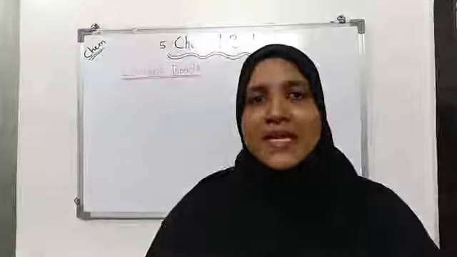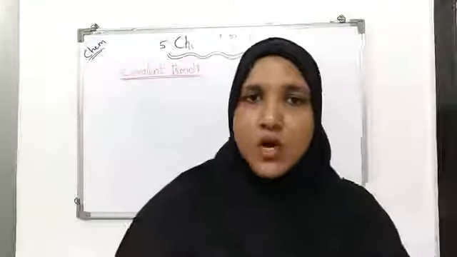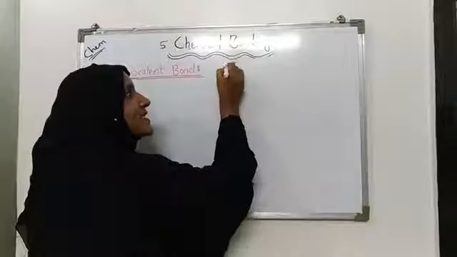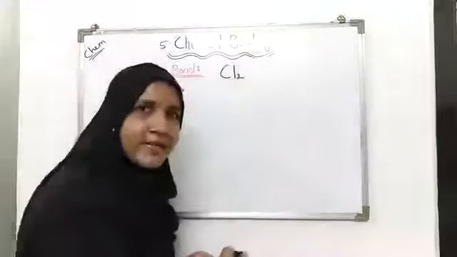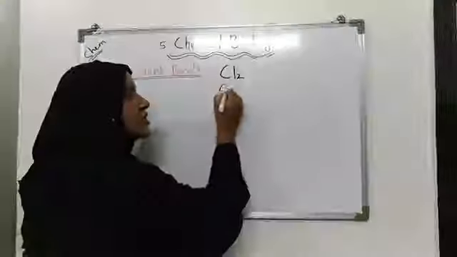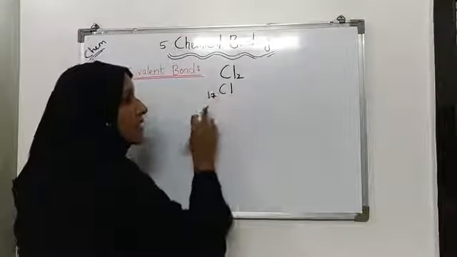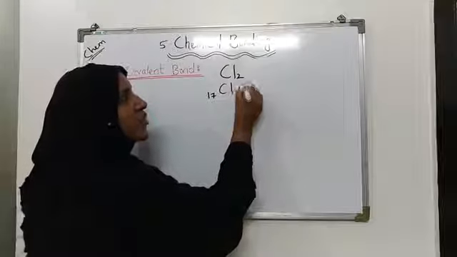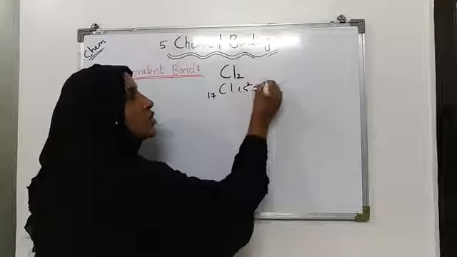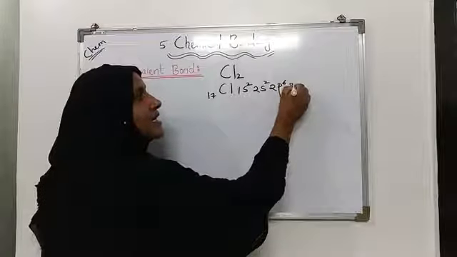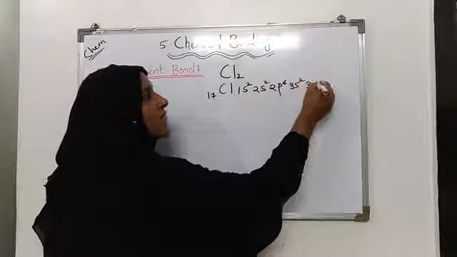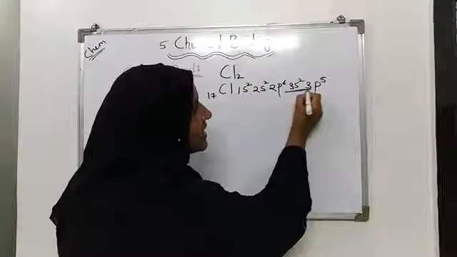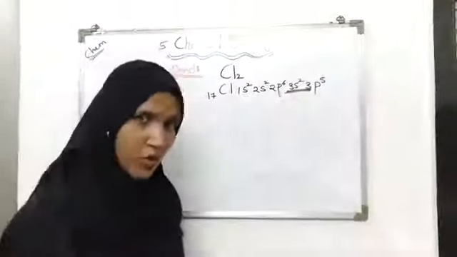For example, let's take the example of chlorine molecule. Chlorine is a diatomic molecule, Cl2. Now the electronic configuration of chlorine is what? Chlorine's atomic number is 17 and its electronic configuration is 1s2, 2s2, 2p6, 3s2, 3p5. The third shell is the valence shell for chlorine.